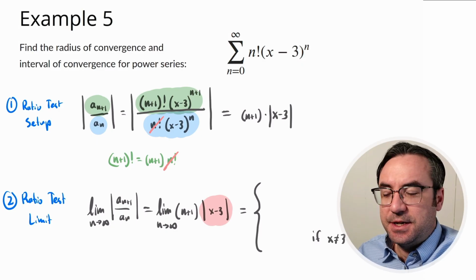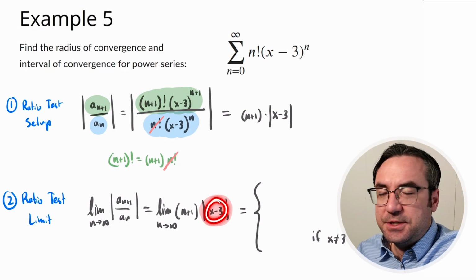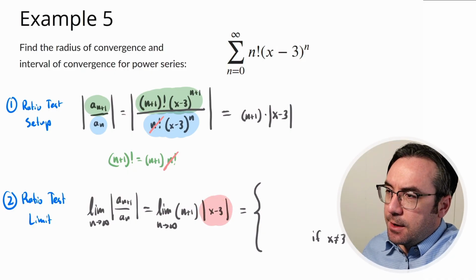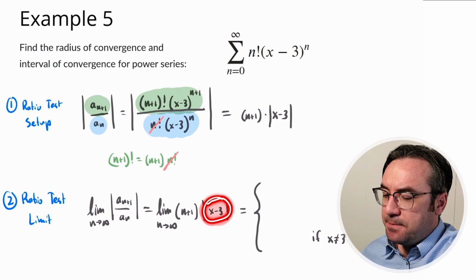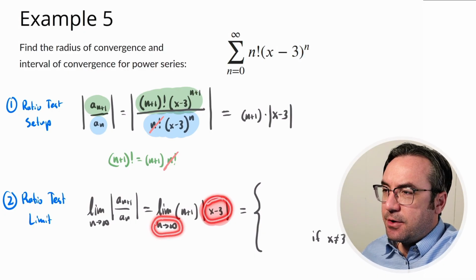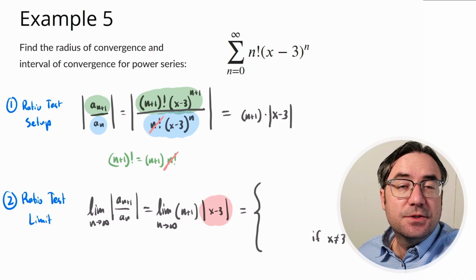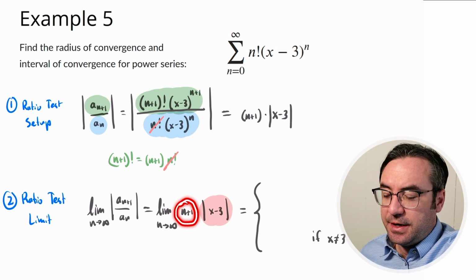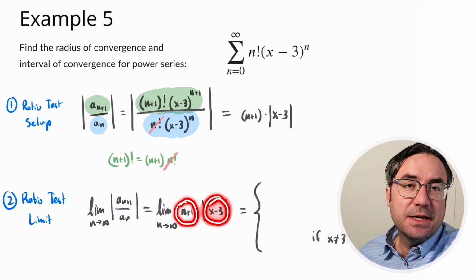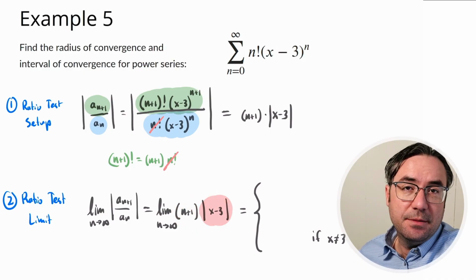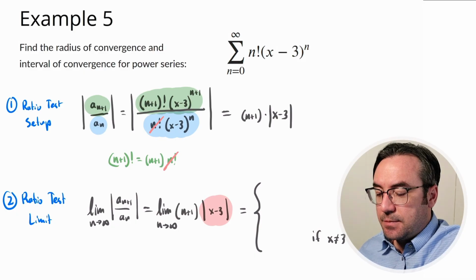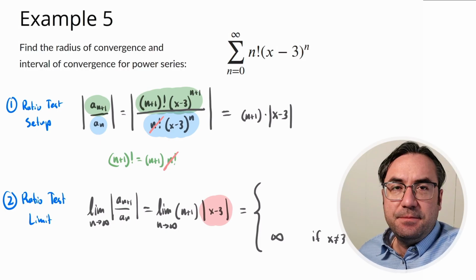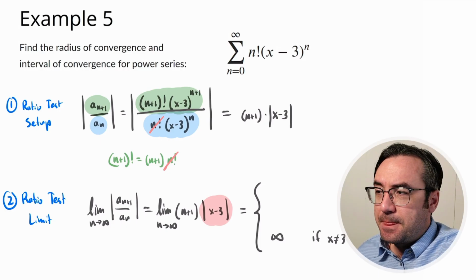So let's suppose x doesn't equal 3. Well, then x minus 3 is not 0. So this is just some positive number. If n is getting bigger and bigger, n plus 1 is also going to get bigger and bigger. So we have this one thing that's getting larger and larger, going to infinity, and we're multiplying it by just a positive number. So the result is still going to infinity. So that limit is going to be infinite if x doesn't equal 3.